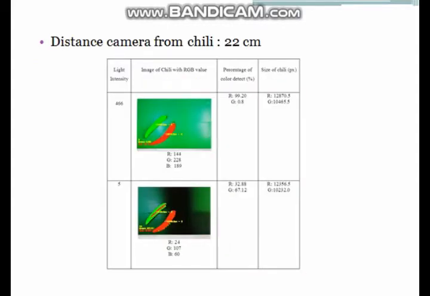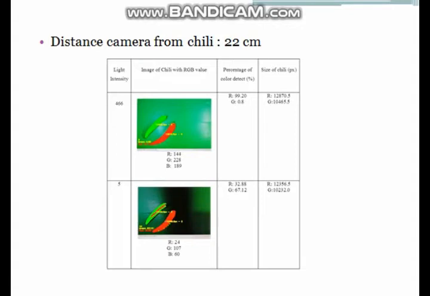Next is the result for the camera distance from the chili of 22 cm. For the distance of 22 cm, the light intensity is 466. So we can see that the image is very sharp and the color is the same as the real color. Thus, the optimum light intensity is 466.